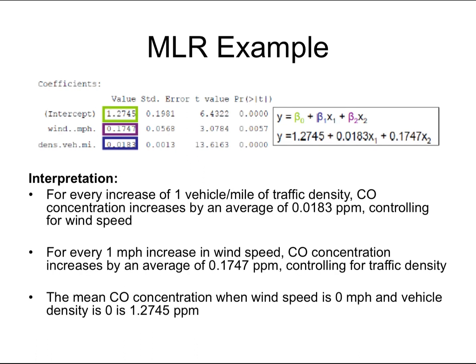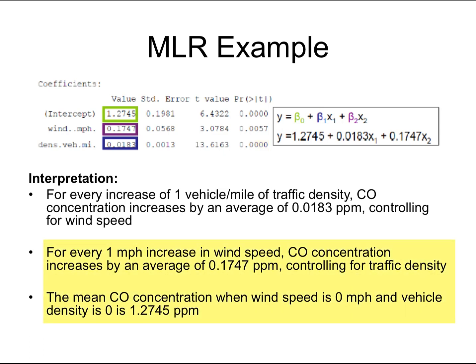So let's take a look at our results. Our interpretation for traffic density, our explanatory variable of interest, would be for every increase of 1 vehicle mile of traffic density, CO concentration increases by an average of 0.0183 ppm, controlling for wind speed. Our p-value associated with traffic density is less than 0.05, so we should reject the null hypothesis that the true slope for traffic density when controlling for wind speed equals 0, and have evidence to suggest that the slope does not equal 0 when controlling for wind speed.